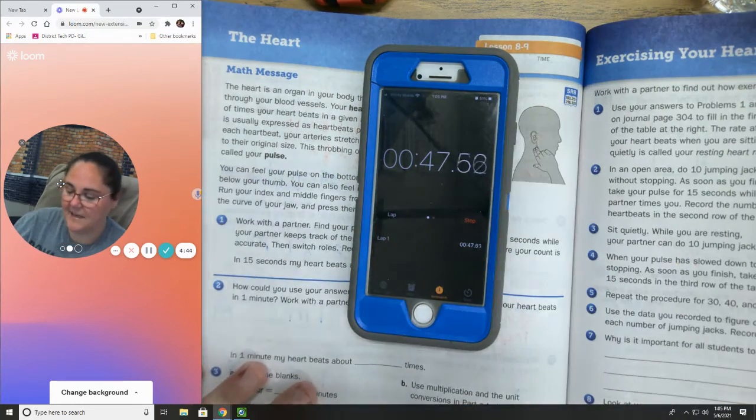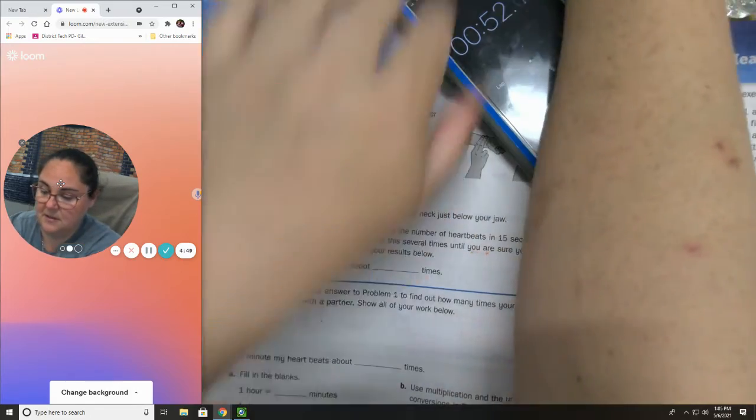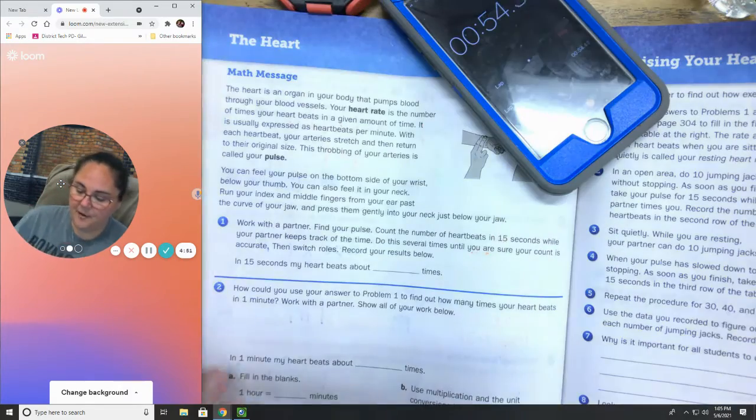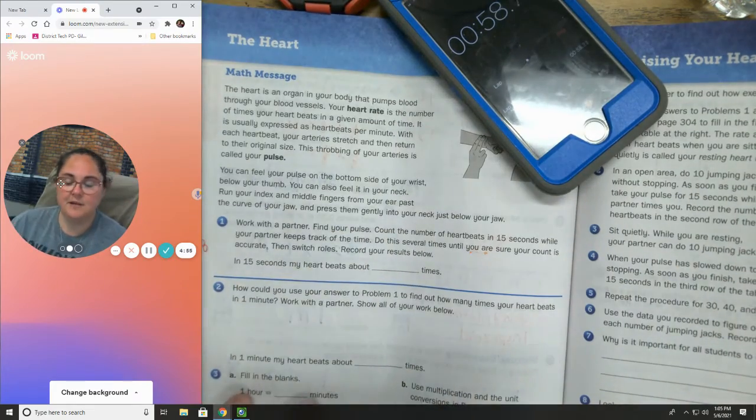18 seconds, or 18 beats. So in 15 seconds, when I just did my pulse, my heart beat 18 times. Now, just to make sure, I'm going to measure it again.